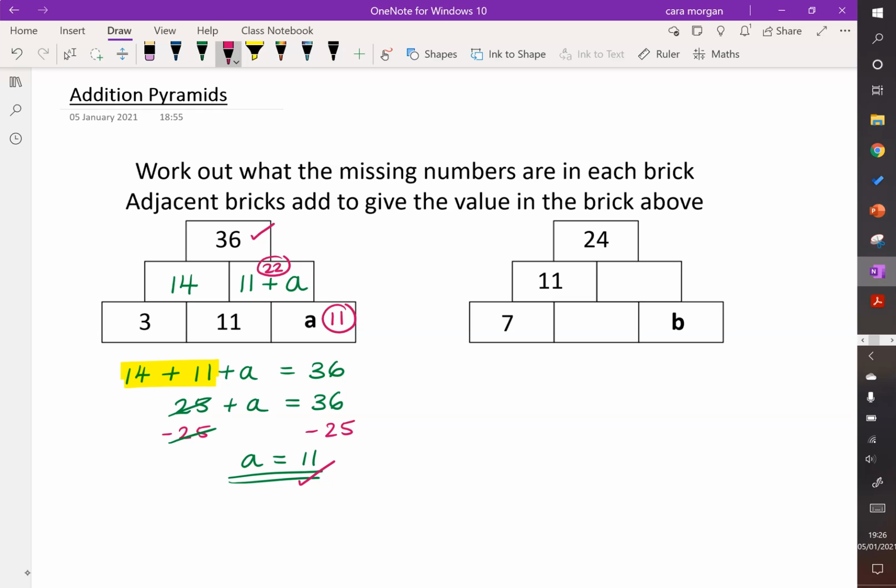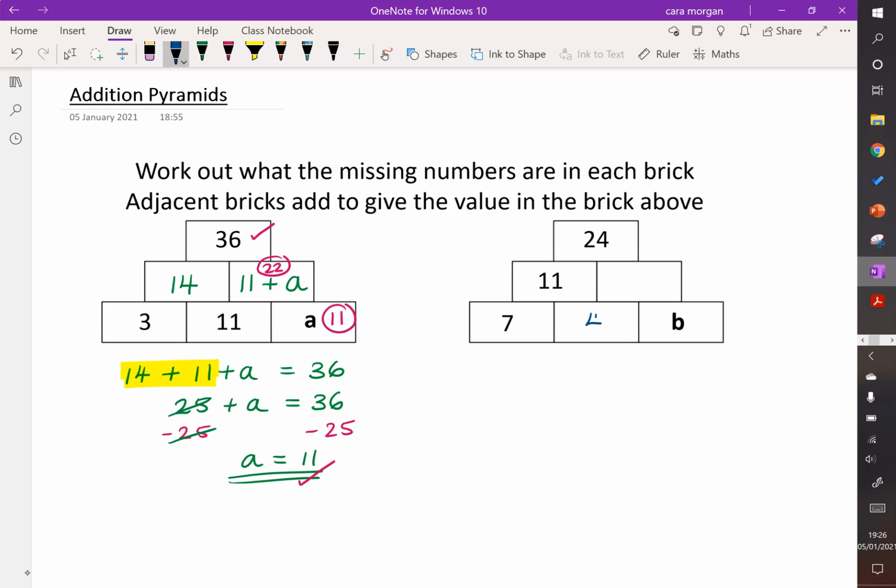Can you have a go at the second one and press pause when you're done? Actually, no, why don't you press pause and then I'll go through it when you're done. Okay, right, I'm going to go through it now. So, going back, I'm going to have a blue pen, why not?